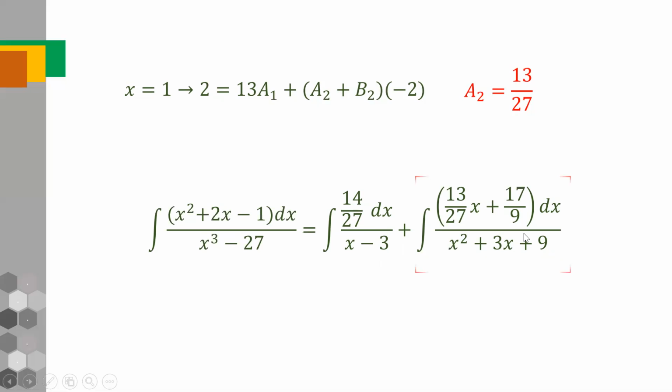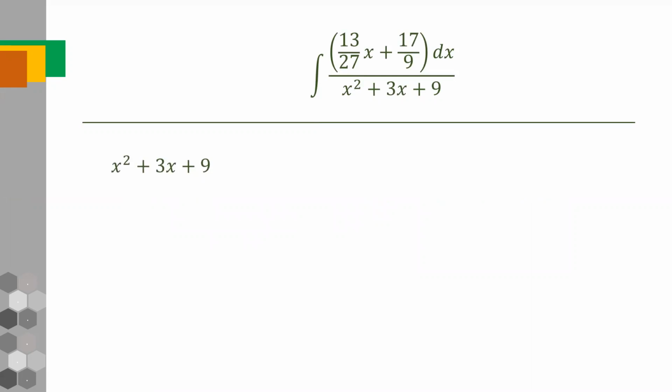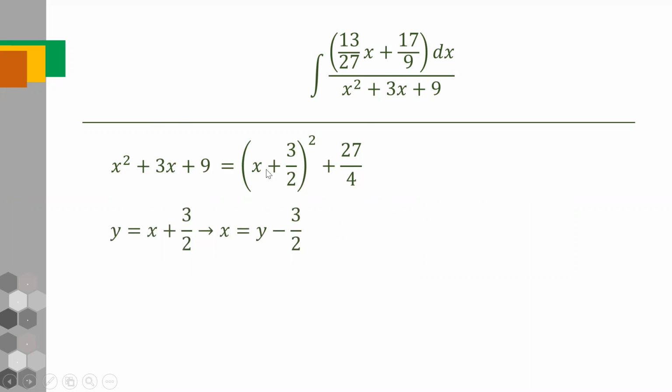The second one, we can further use some methods here. Take note, the denominator x squared plus 3x plus 9, if we do some completing the square, is just equal to this expression: x plus 3 halves squared plus 27 over 4. So we let y be equal to the expression x plus 3 halves. This means if we solve for x, we get y minus 3 halves.